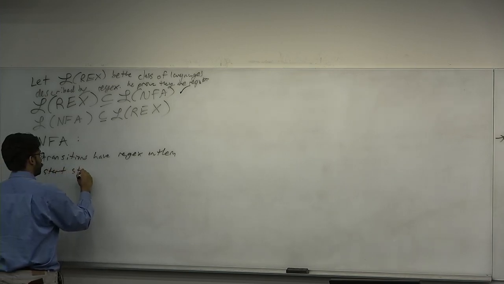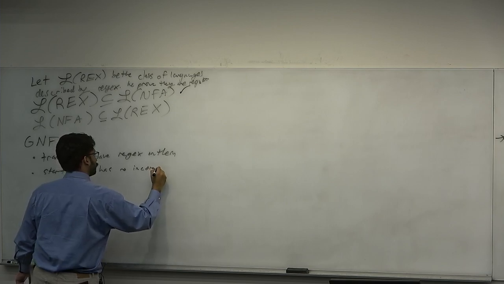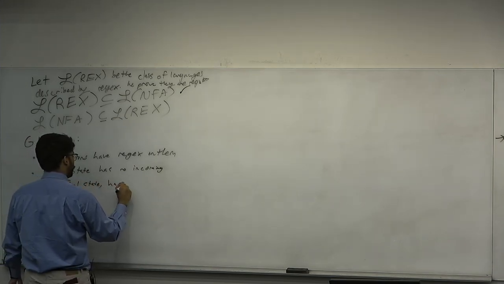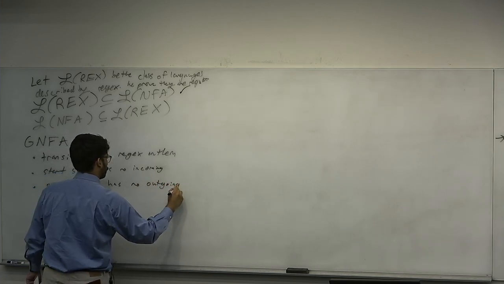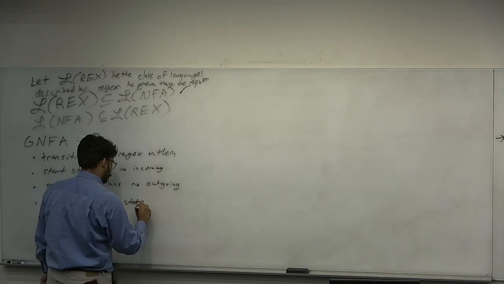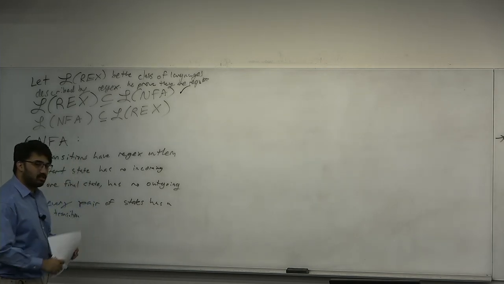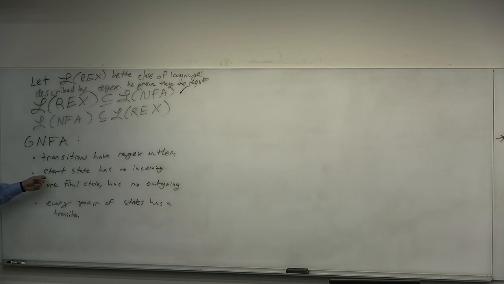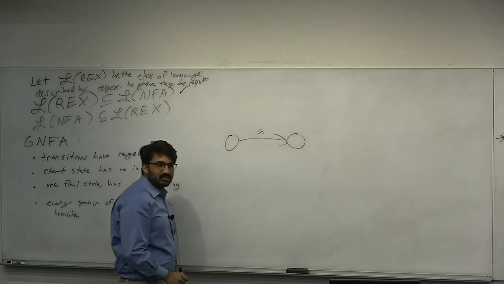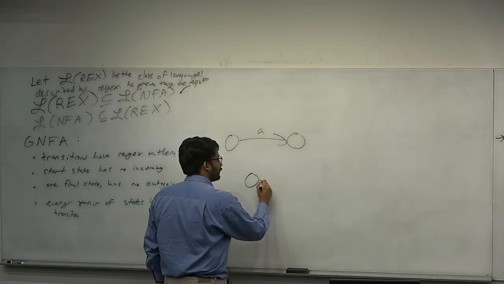Start state has no incoming. One final state has no outgoing. And every pair of states has a transition. So this generalization, the most important one, the other ones are just so the proof works out. The transitions having regexes on them basically means that before, to take a transition, you read a single symbol off the front of the word. If the next symbol in your word was an A, then you took the A transition. Now you can have a regex on the string.